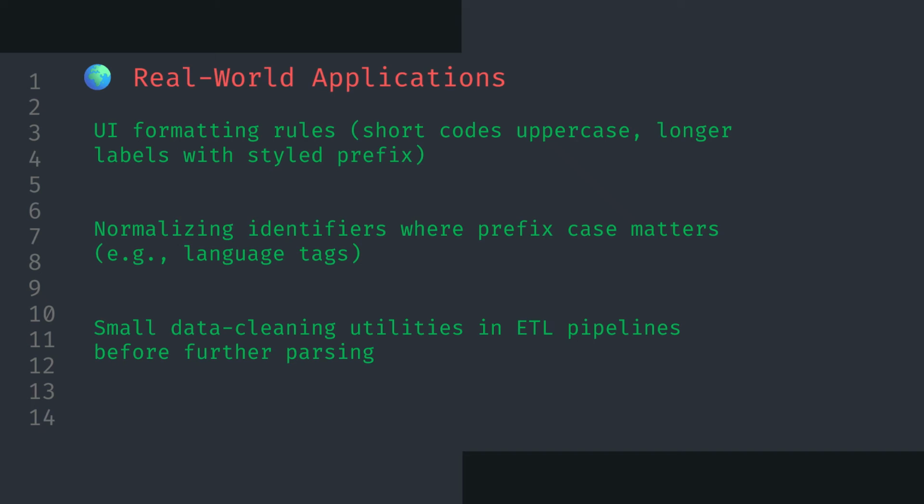This tiny transformation is useful beyond exercises, for formatting user IDs, displaying compact codes in uppercase, or normalizing text in a pipeline. The pattern, apply different rules depending on length, is common and trivial to extend. For example, change the number of characters, use different transforms, or apply locale-aware casing.